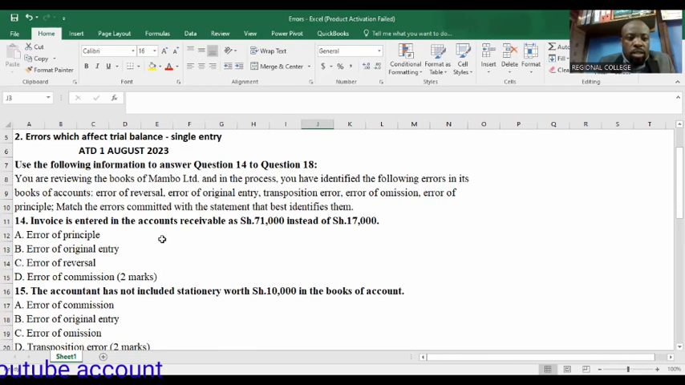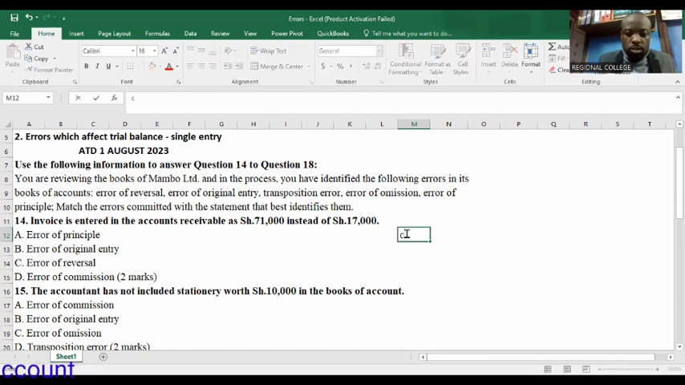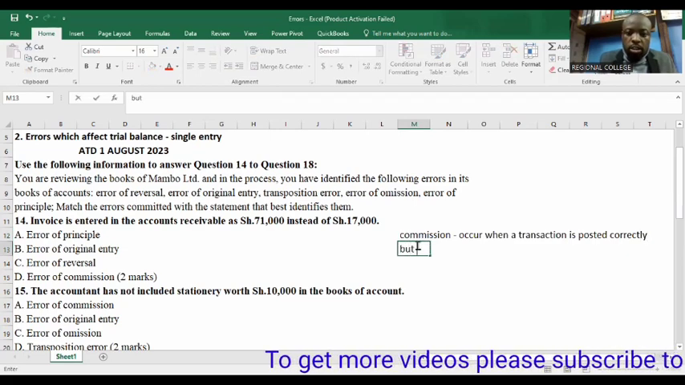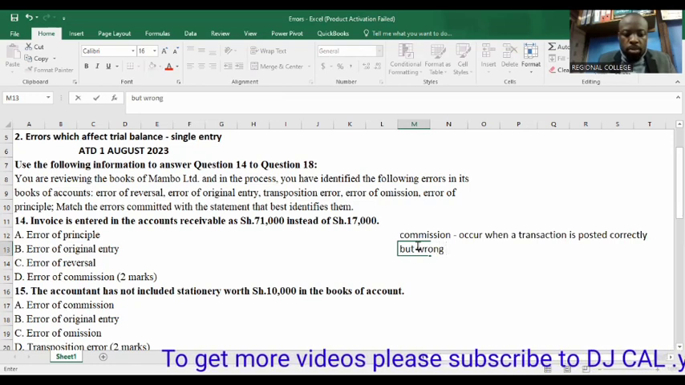The amount here is saying that the accounts receivable invoice is 17,000, but recorded at 71,000. You normally know that error as the error of commission. An error of commission may occur when a transaction is posted correctly but with the wrong amount.